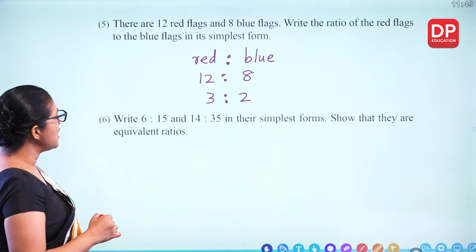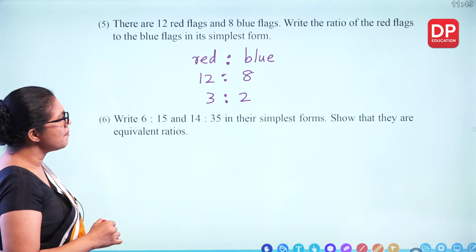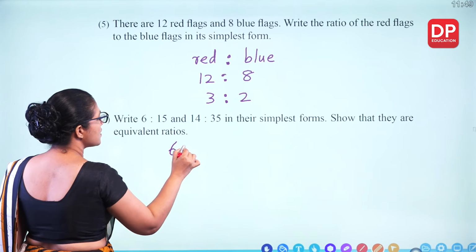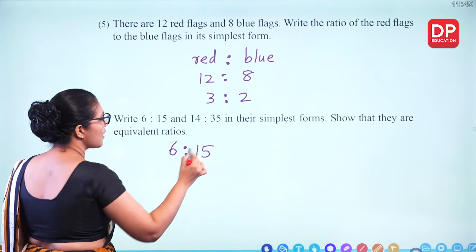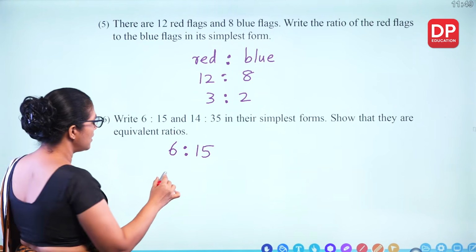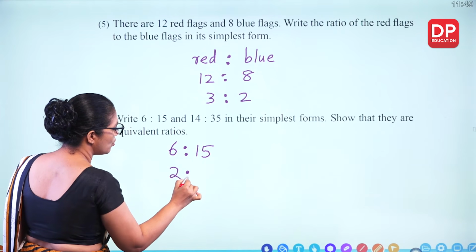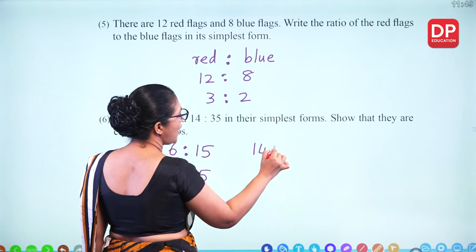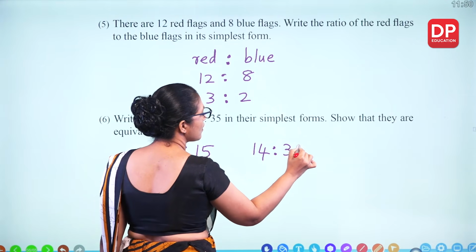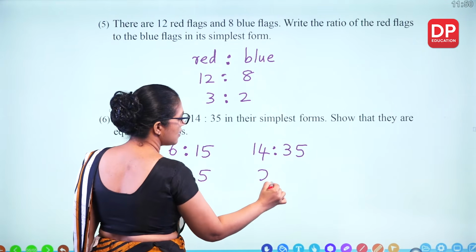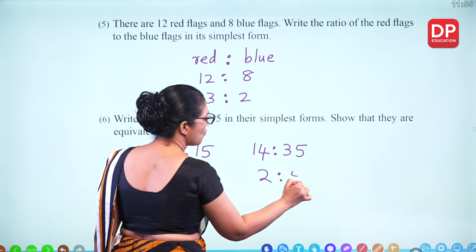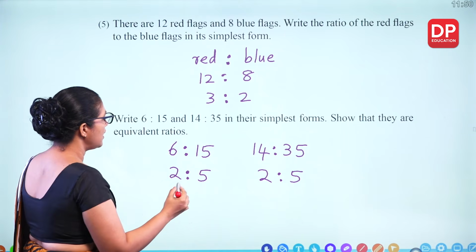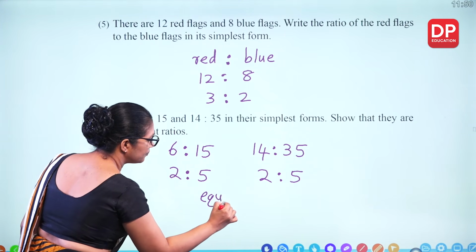Write 6 to 15 and 14 to 35 in their simplest forms. Show that they are equivalent ratios. 6 to 15. Divide by 3. 2 to 5. 14 to 35. Divide by 7. 2 to 5. So here both are the same. So those are equivalent ratios.